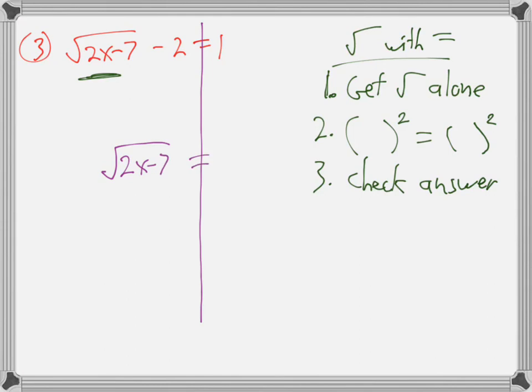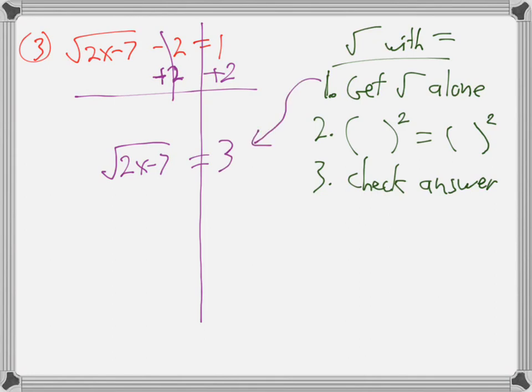That's what it means by alone. So what do we have to get rid of? That -2 first. So add the 2 to both sides. Boom. Does that make sense?